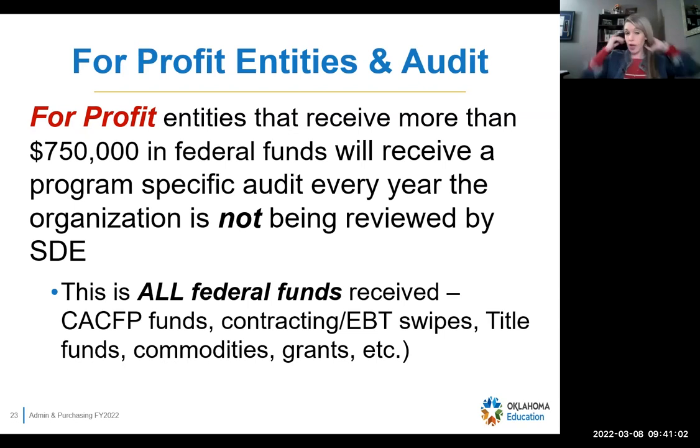It's required. Now if you're nonprofit, you are required to have that outside audit, and you send it to us. But if you're for-profit, we'll pay for this and we'll come in, but we have to do this every year that we are not there. And this is if you receive more than $750,000 a year by your organization, by your daycare, and this is all federal funds. So that's including our reimbursement. That's including the swiping that you do from DHS. You get Title funds. If you have any grants, commodities, the only thing that will not count towards that is if you got the PPP loan.